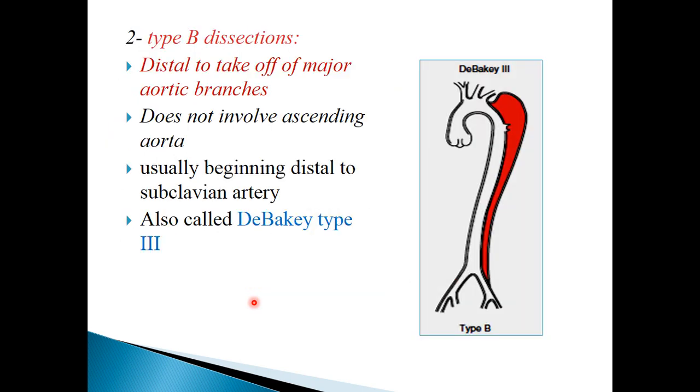Type B dissections occur distal to the takeoff of major aortic branches. They do not involve the ascending part of the aorta. They usually begin distal to the subclavian artery. They are also known as DeBakey type 3.